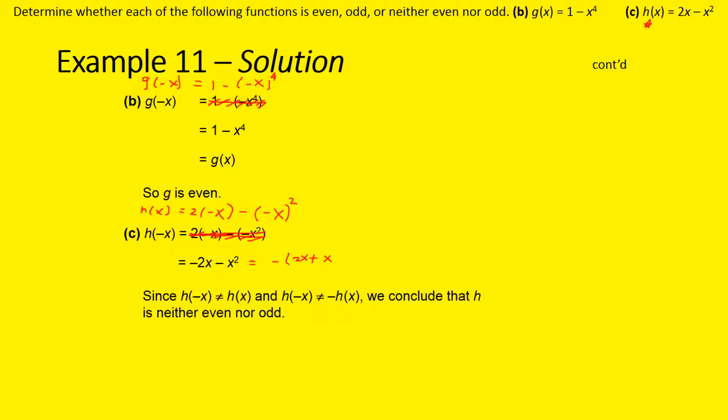But that's not h. H is 2x minus x squared. So we can't say that h of negative x equals the negative of h of x. Okay, so we can't say this here. It's not an odd function. And this is not the same thing as h of x, because h of x has positive 2x, this has negative 2x, and so it's also true that h of negative x is not equal to h of x, so it's not even either. We conclude that h is neither even nor odd.